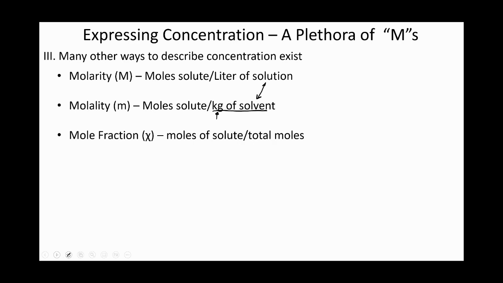We can do something called mole fraction, which measures the moles of solute versus the total number of moles. That's going to end up being our moles of solute over the total moles. If we have multiple solutes, it'll be the moles of all of those solutes plus the moles of solvent.